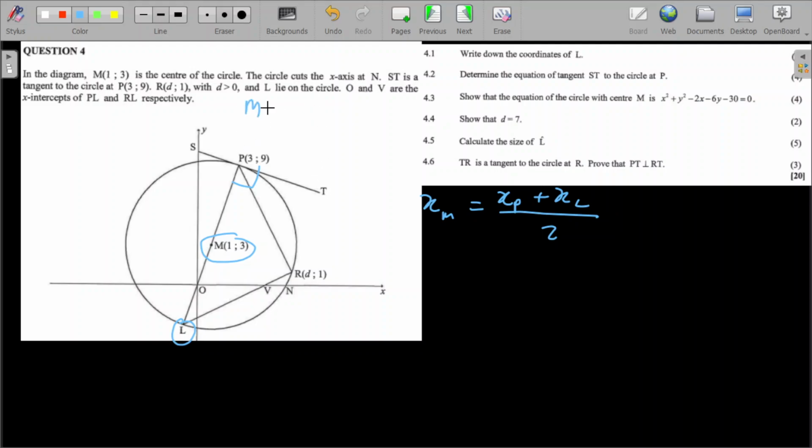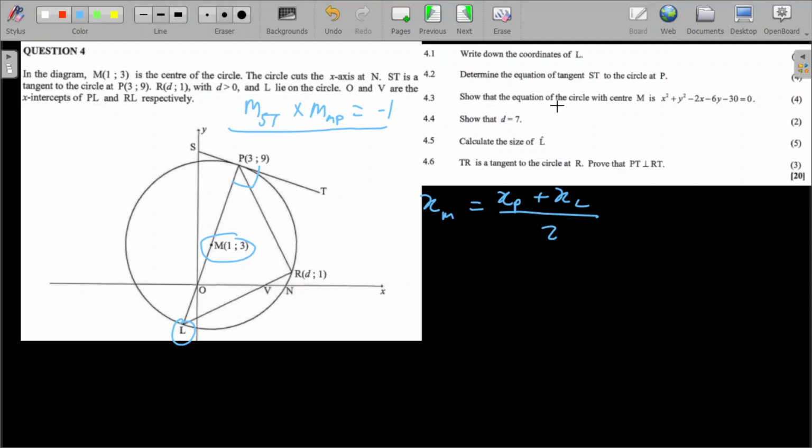The gradient of ST times the gradient of, let me say, MP needs to give us what? -1. Then the gradient, obviously, we get the gradient of MP from these two coordinates, and then find the gradient of ST from this. After that we do have a point P, and then we get the equation from there.